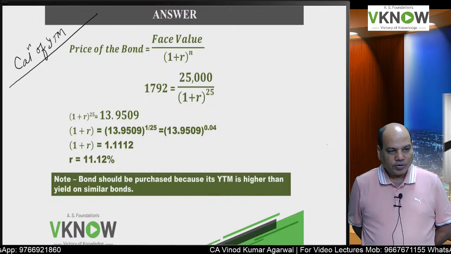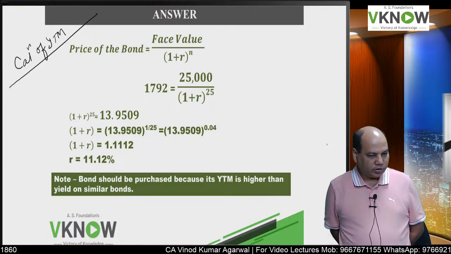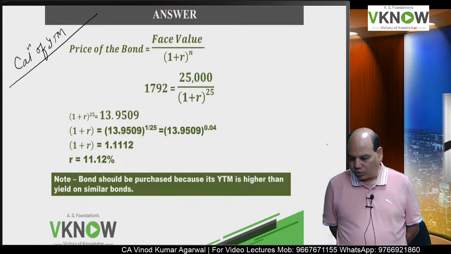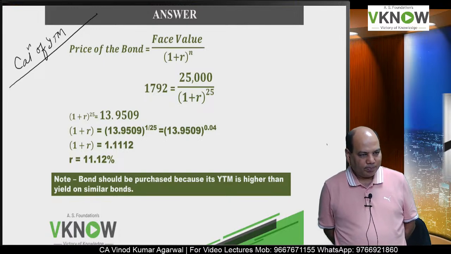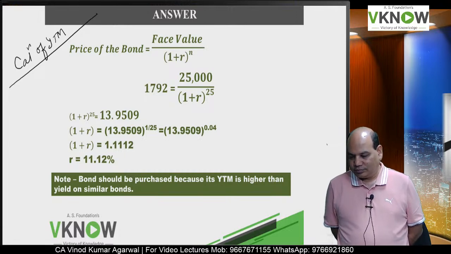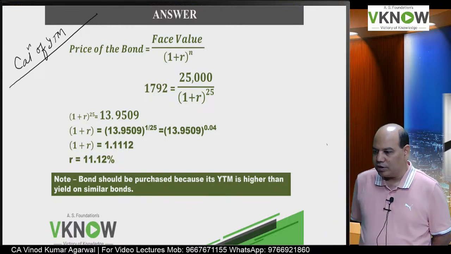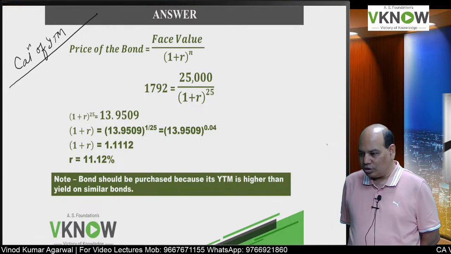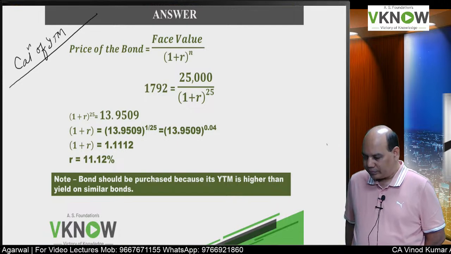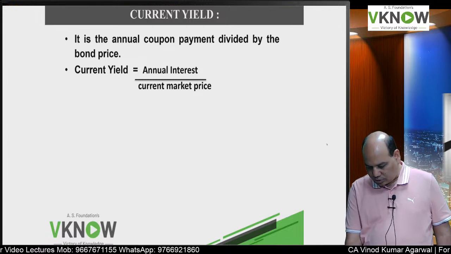Write a note. Write down, the bond should be purchased because its YTM is higher than yield on similar bonds. Okay, so that was the answer of this question. Roshni, Divya, all of you are right.